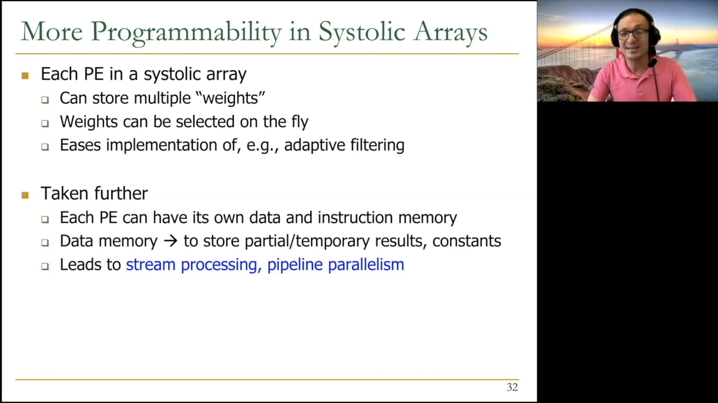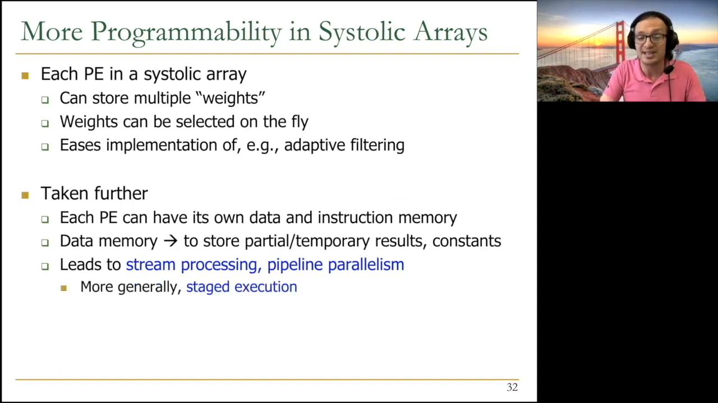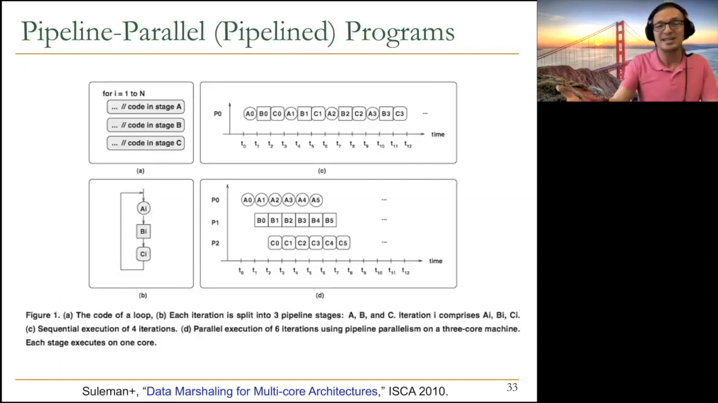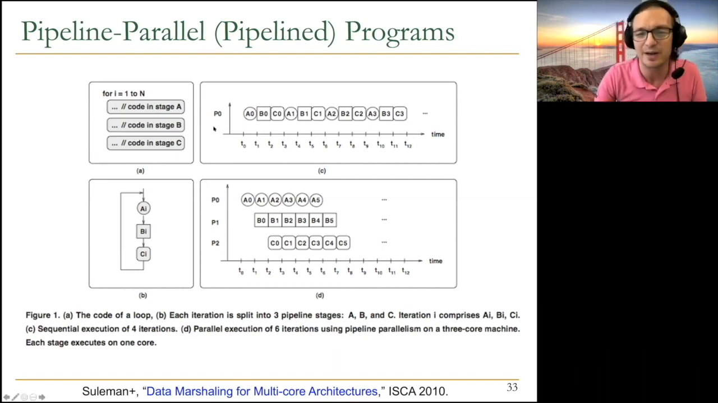Okay, so basically this idea of systolic arrays has actually led to a lot of bigger ideas, more general purpose ideas like stream processing and pipeline parallelism, and more generally staged execution as well. So what is staged execution? Let me talk about pipeline parallelism very quickly. So this is one way of parallelizing your code, and in fact, parallelizing an inner loop, for example.